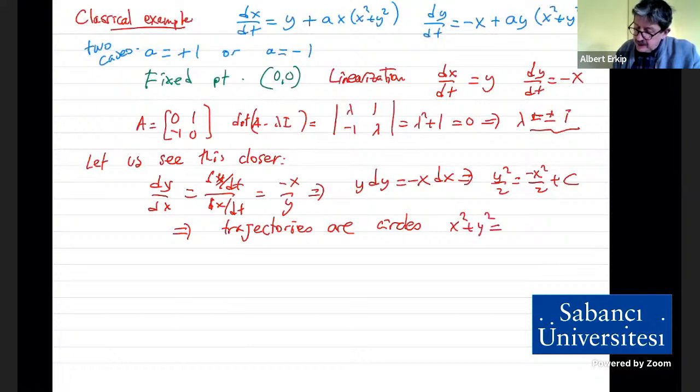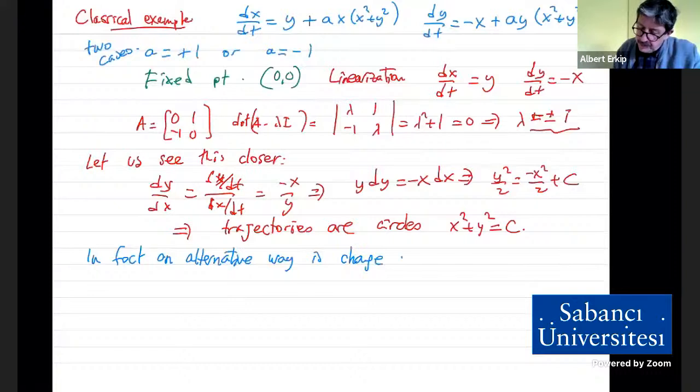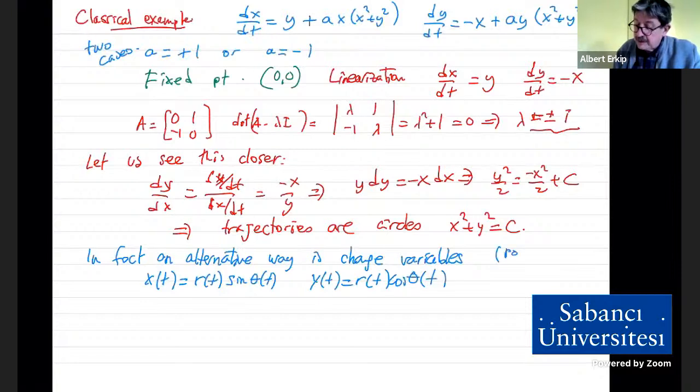x squared plus y squared equals c. In fact, an alternative way is to change variables to x of t equals r of t times sine theta of t, and y of t equals r of t times cosine theta of t. So these are polar variables, polar coordinates. Let's change variables from x, y into polar coordinates.